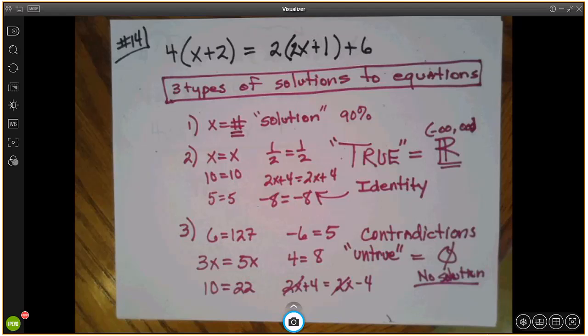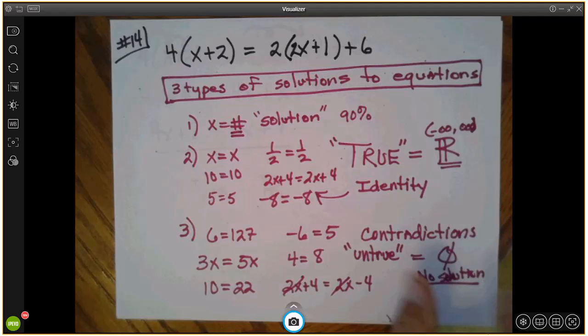Either write out no solution or a 0 with a slash through it. Okay? So those are the 3 types of problems that you're going to get in algebra. 90% of the time you're going to get a solution. But the other 10 or 20% might be an identity statement, or it might be a contradiction statement, which means your answer would be respectively all real numbers or no solution. So how do we do this problem?